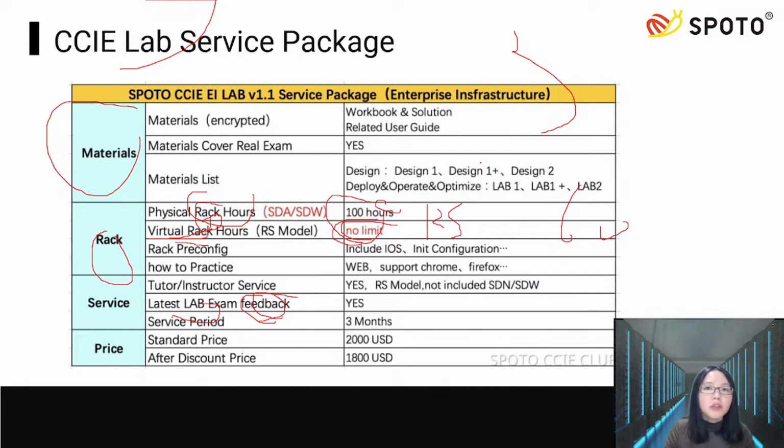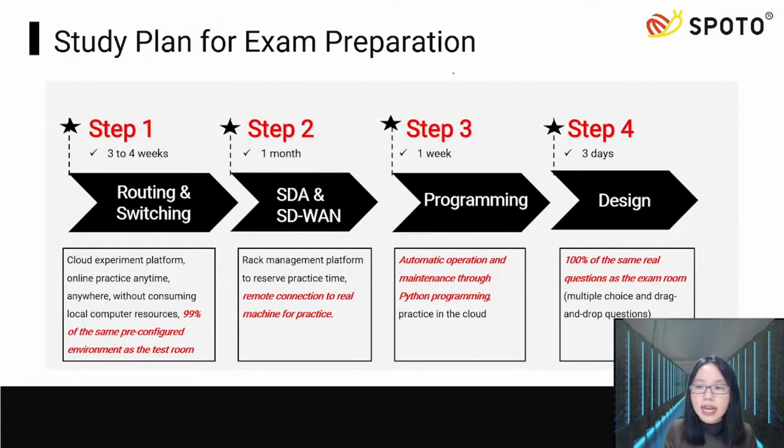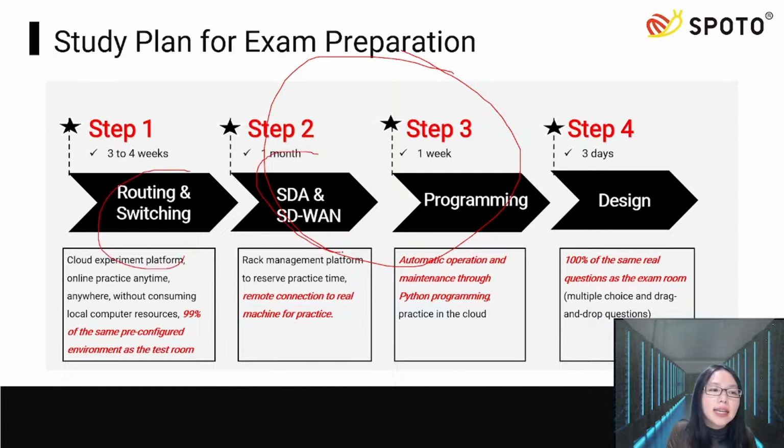So you can follow me, and you can trust SPOTO. We will help you achieve CCIE certification in one time. So this is your study plan for everyone to pass the CCIE EI exam at one time. As the CCIE EI lab has 2 modules, we deliver lab service and learning material in stages. The first stage is routing and switching, then SDN, step 3 is programming, and the last step is design.